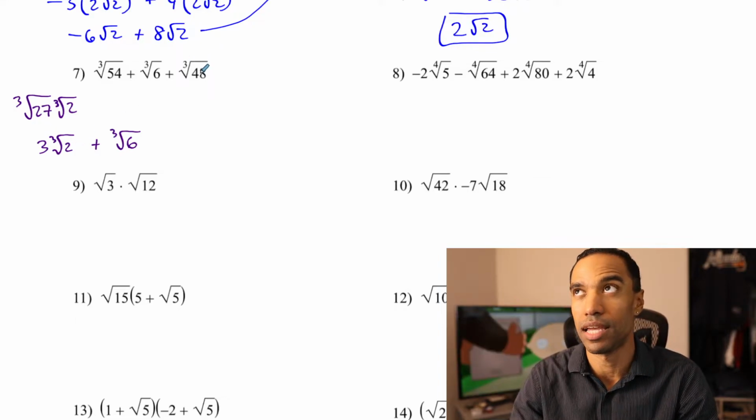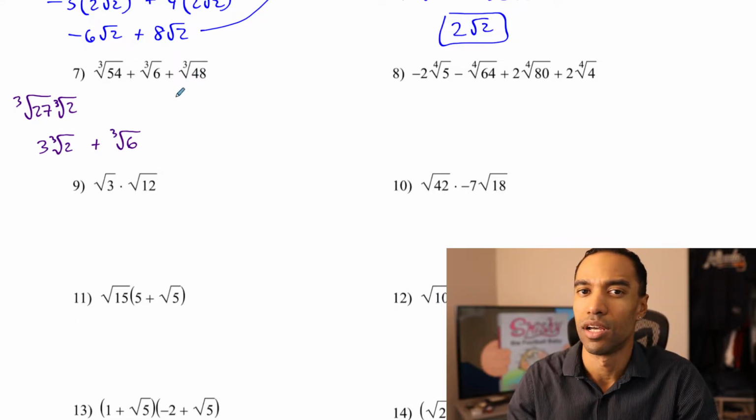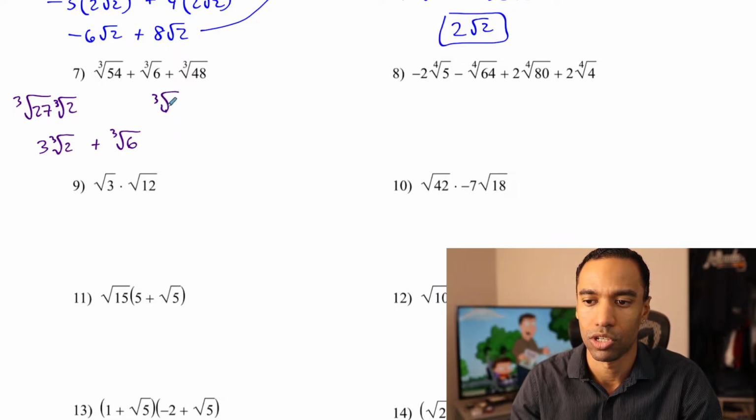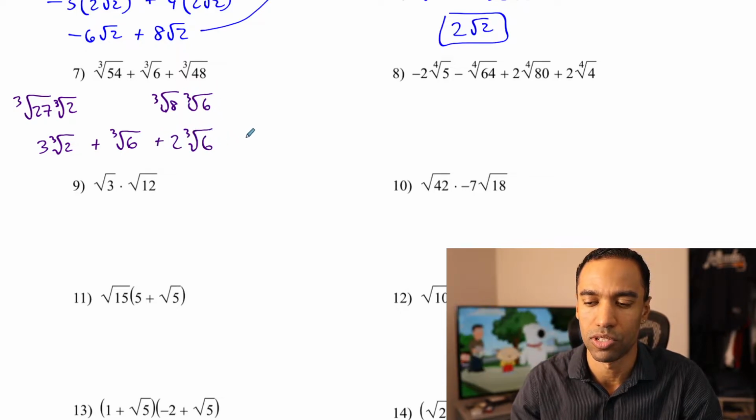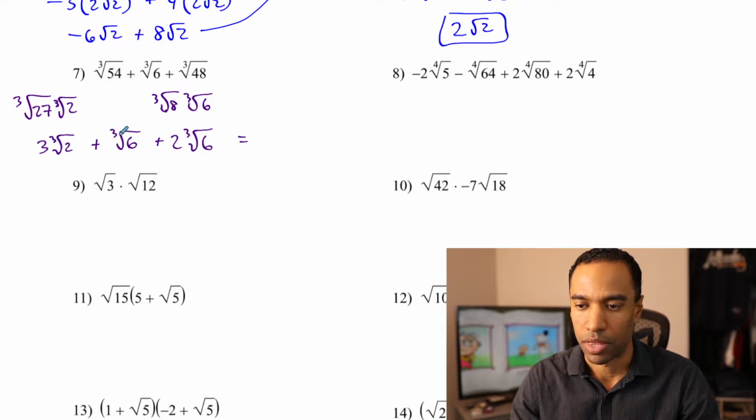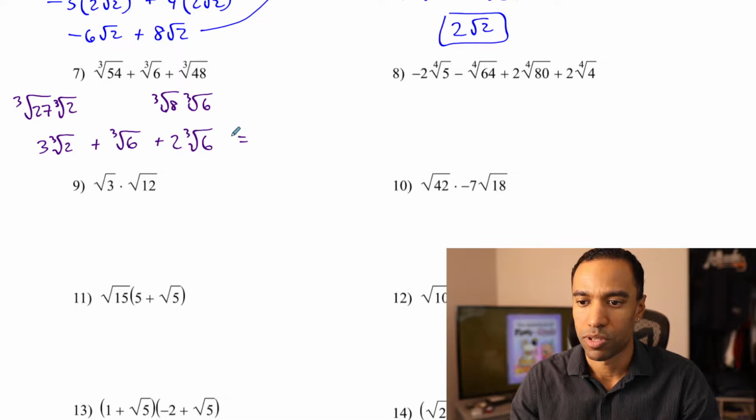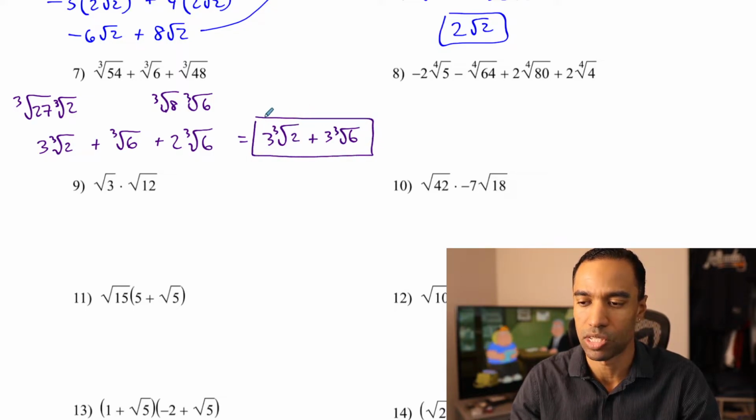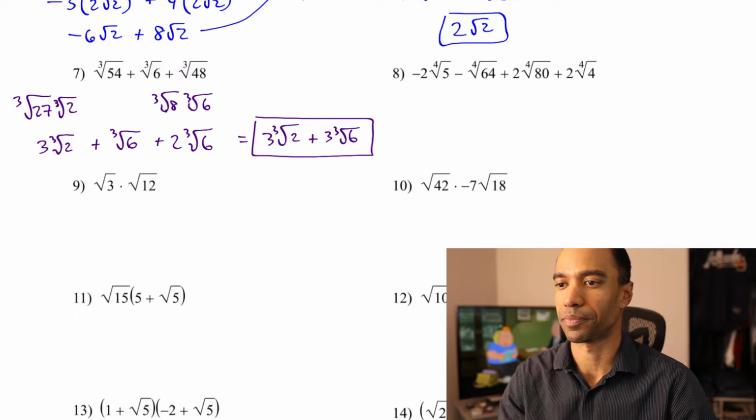And cube root of 48, I guess 8 times 6. So cube root of 8 is 2. And then cube root of 6 will remain as it is. So 2 times cube root of 6. 3 times cube root of 2. Oh, sorry, that doesn't combine with anything. Cube root of 6 plus 2 times cube root of 6 is 3 times cube root of 6. So we get 3 times cube root of 2 plus 3 times cube root of 6. And again, those cannot combine. We'll keep them as such, and we are done.